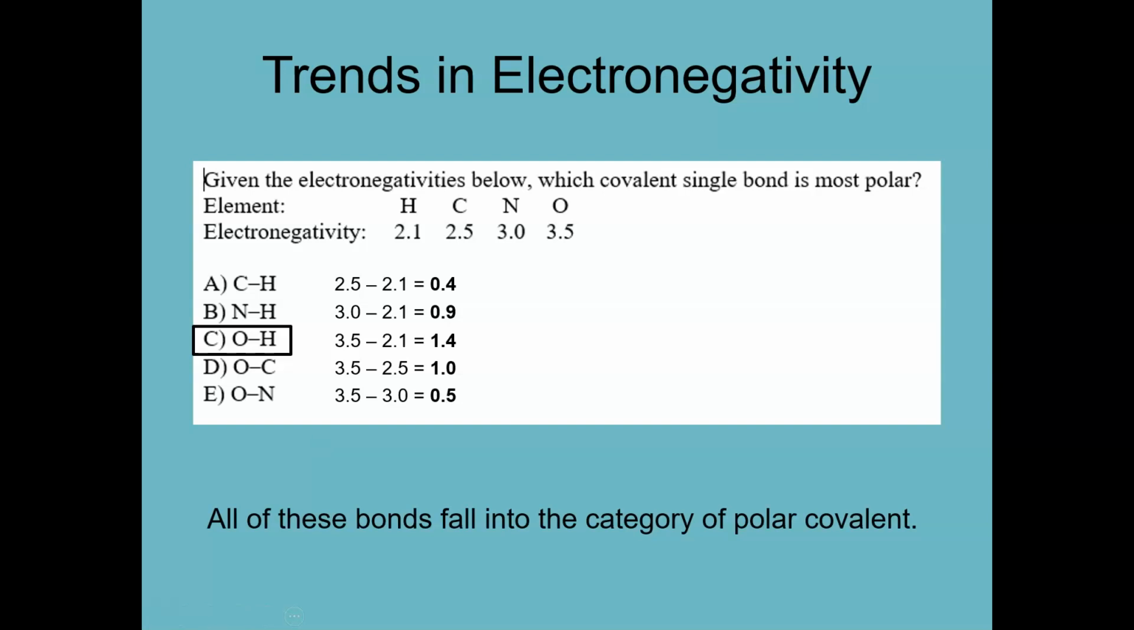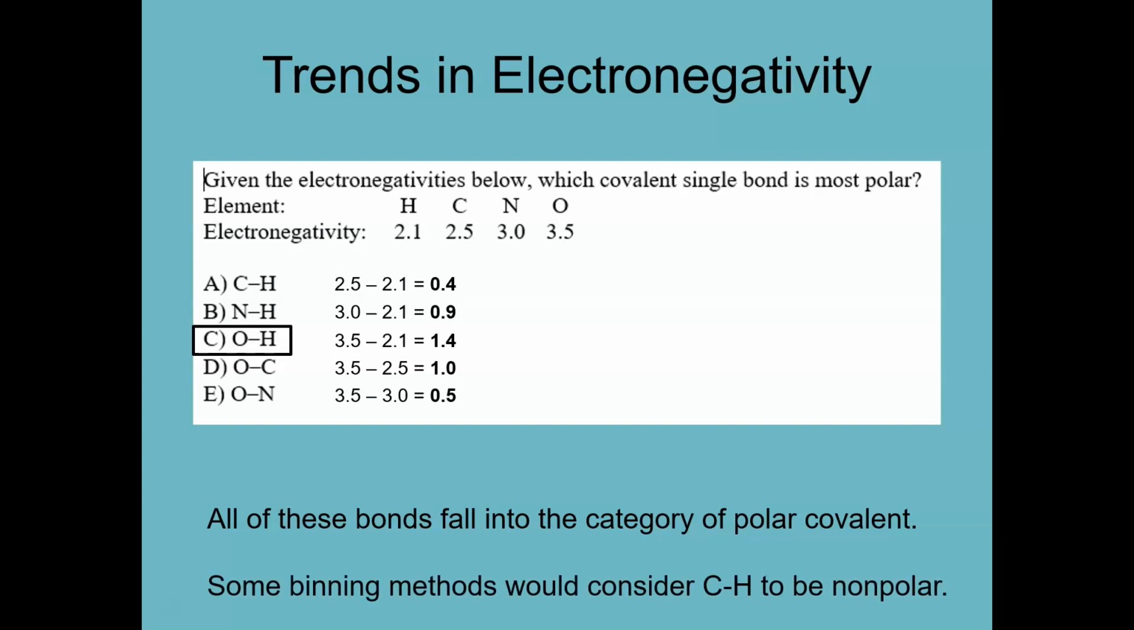You'll notice that all these bonds fall into the category of polar covalent because they're all greater than 0.3 and less than 1.7. Some binning methods would say that the CH bond is nonpolar. Some binning methods go up to 0.4 as nonpolar. But again, for our class, we're going to say that that is a polar covalent bond.